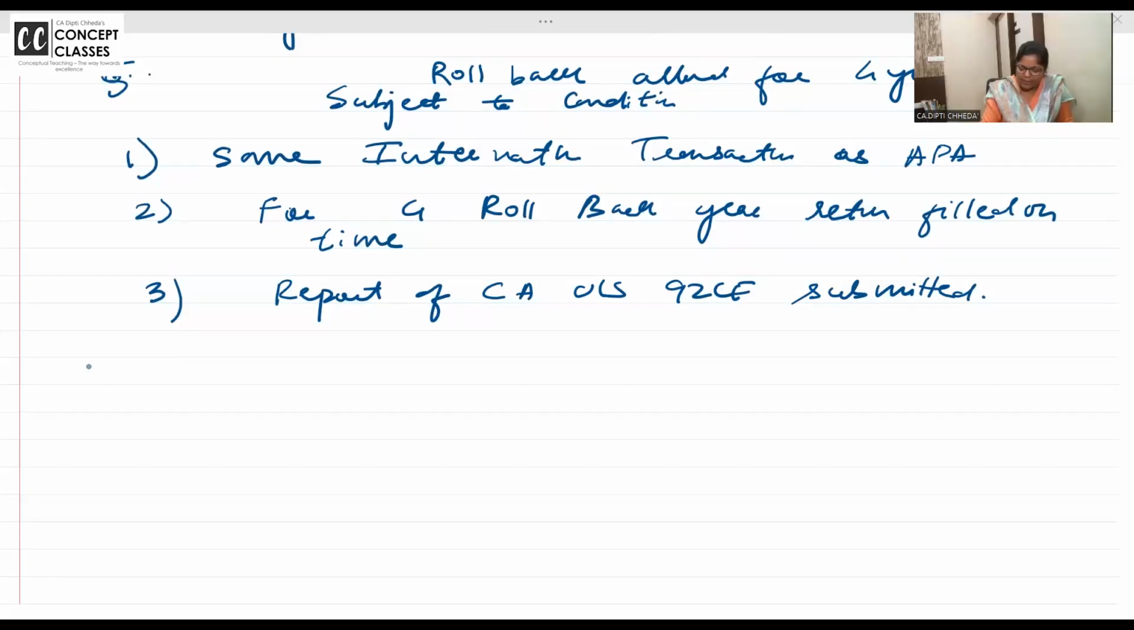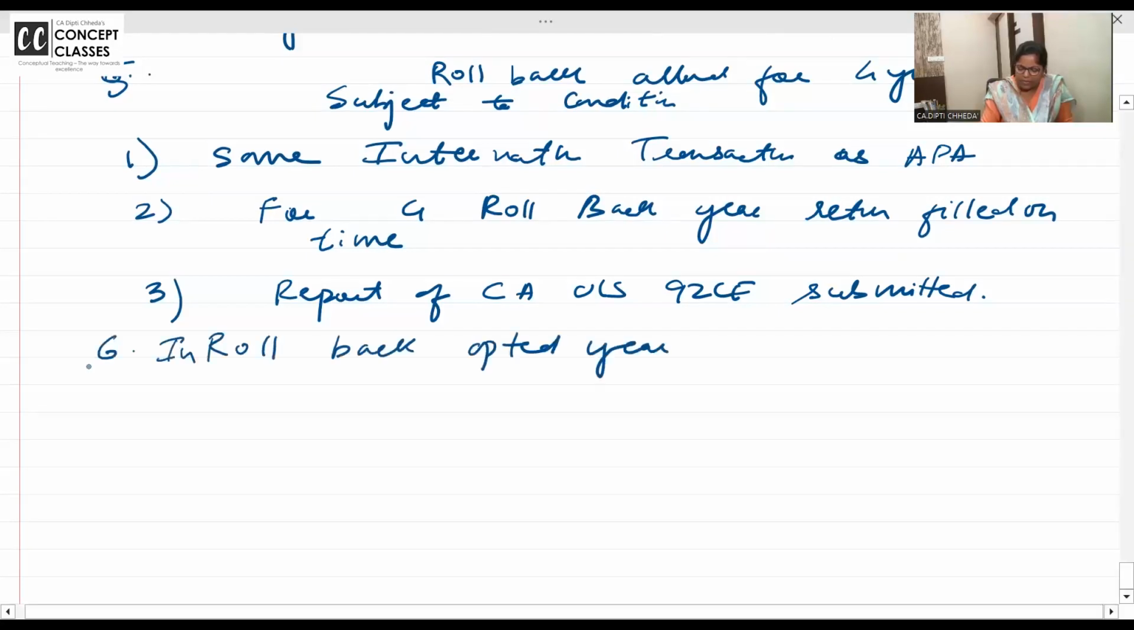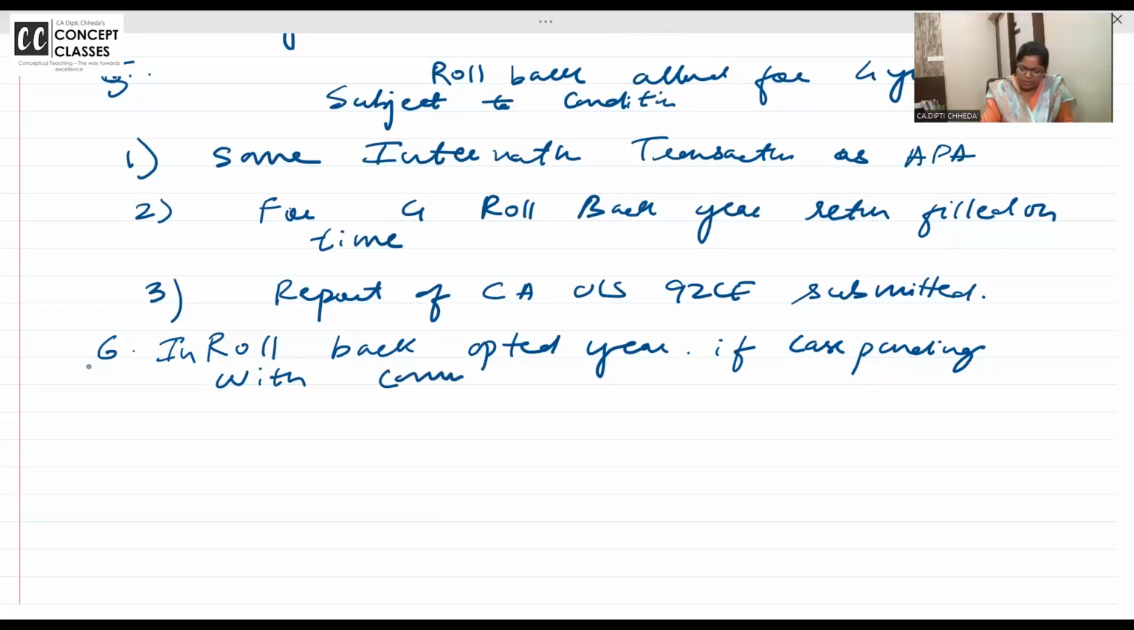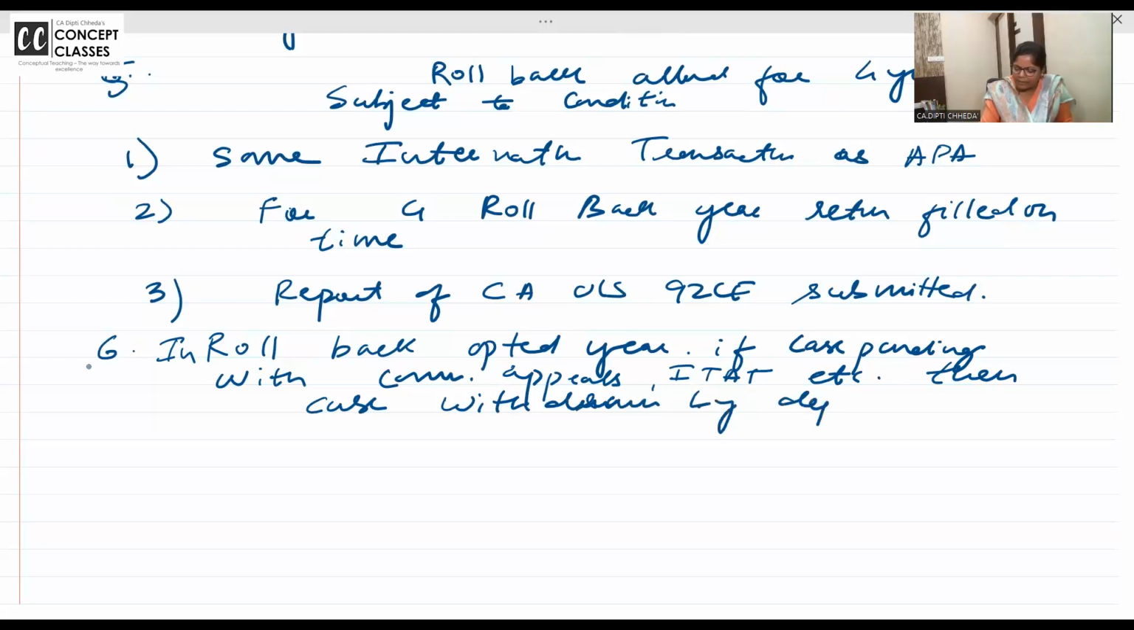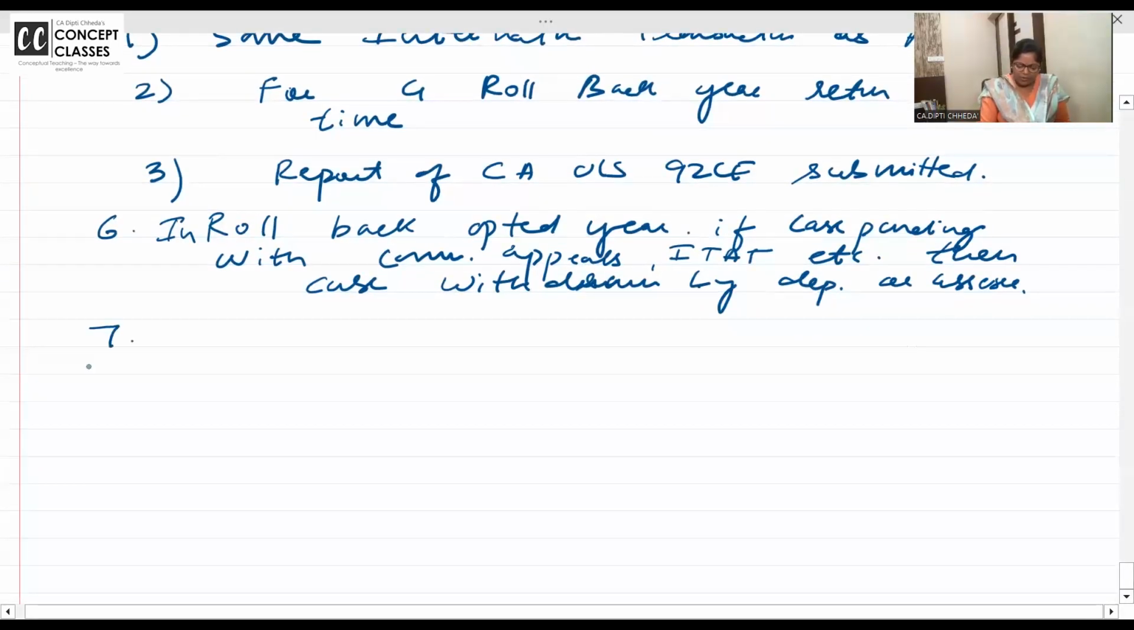In rollback opted years, जिस साल आपने rollback opt किया है, if case pending with commissioner appeals, ITAT, etc., then case withdrawn by department or SSC. किसी ने भी अपील फाइल किया है, but if your case is pending and now you want to go for rollback, withdraw that application. Department will also withdraw.